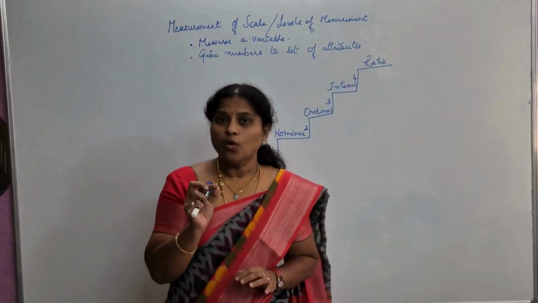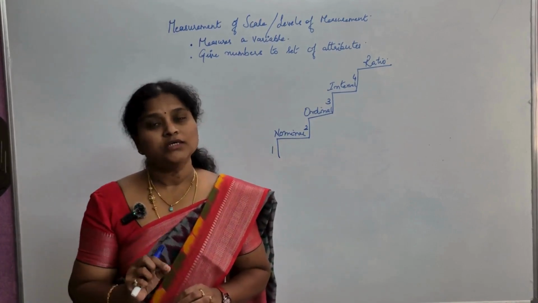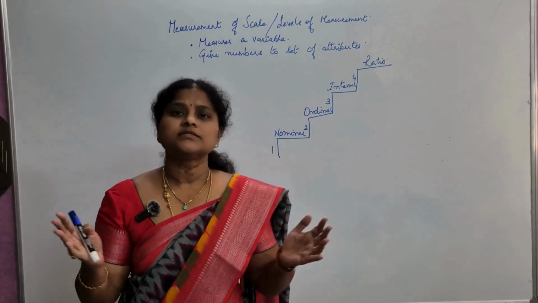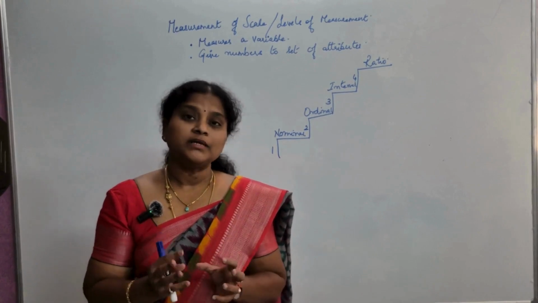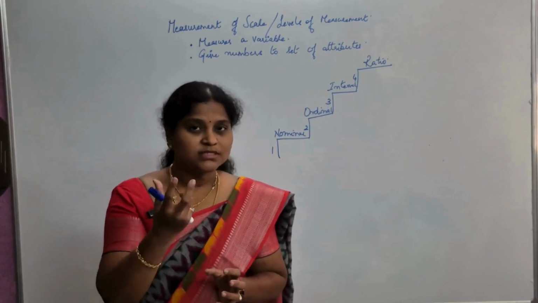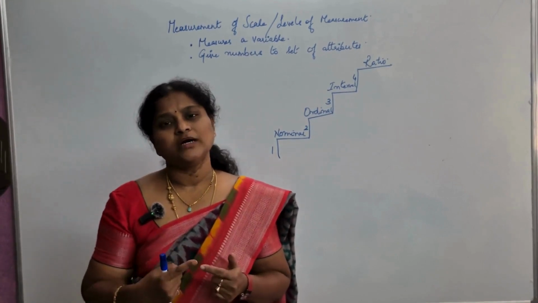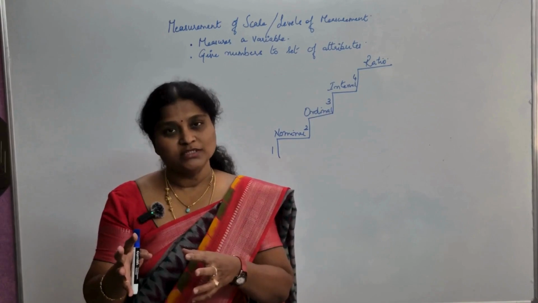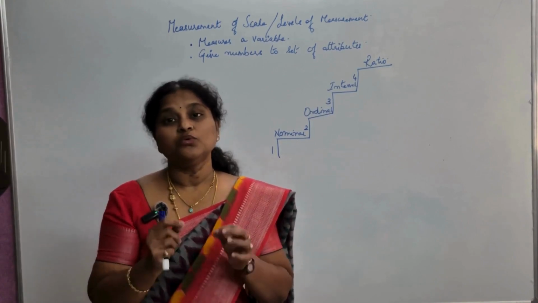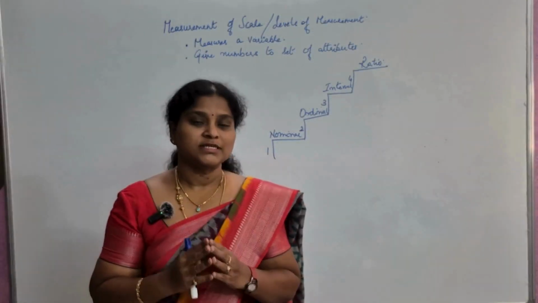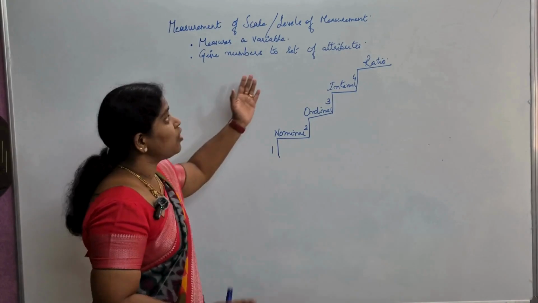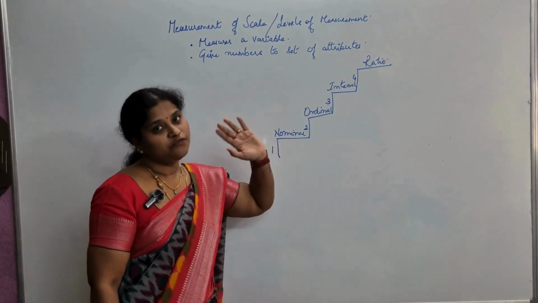We have seen what data is and what a variable is. Data is a set of information and a variable is an entity that holds some sort of information, right? So before proceeding towards the statistical tools, first of all, we need to measure the variable. This process is called the measurement of scale or the levels of measurement.